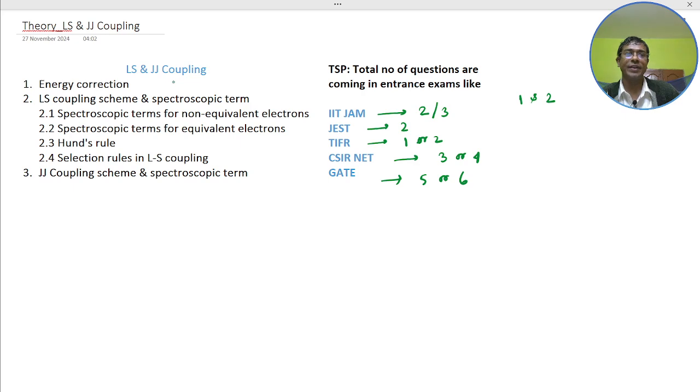Today we will cover the energy correction, the LS coupling scheme and spectroscopic terms of non-equivalent electrons, spectroscopic terms for equivalent electrons, Hund's rule, selection rule in LS coupling, and the JJ coupling scheme and spectroscopic term. So let's get started.